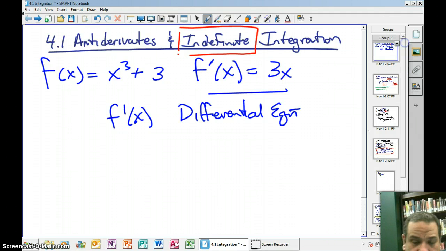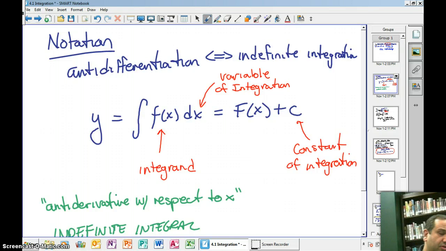All right, we're going to talk some notation. The opposite of differentiation is called anti-differentiation, and that gives us the indefinite integral, or integration. This is an integral sign. When you look at Chapter 4, you'll see this little squiggly s. That's an integral sign. So it's going to be the integral of f of x dx. Let me tell you what all this means.